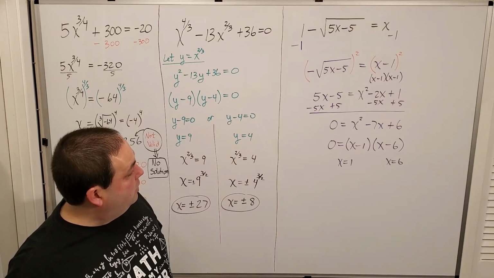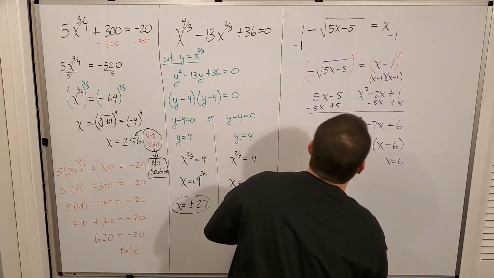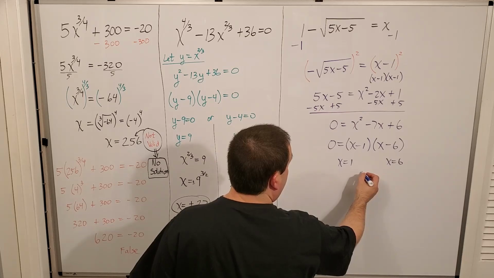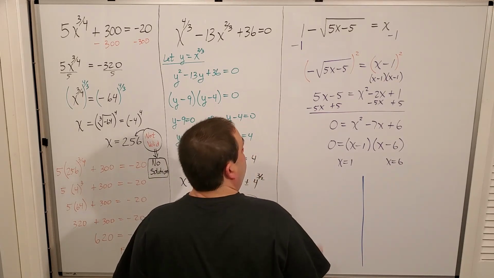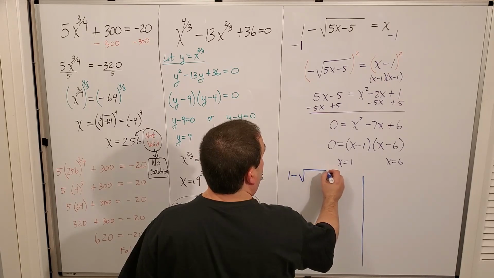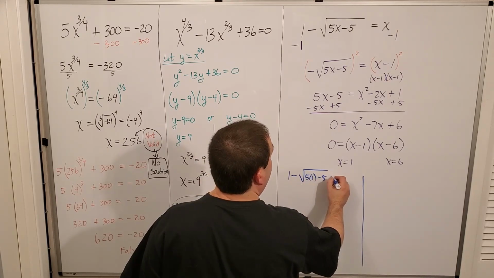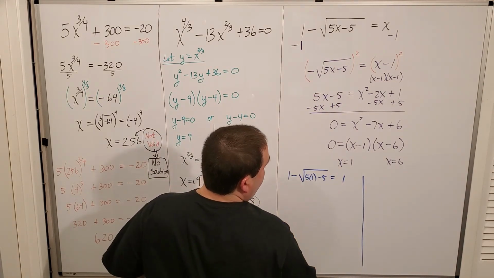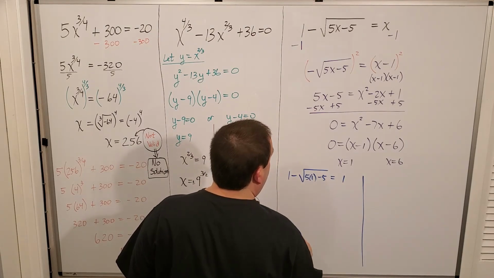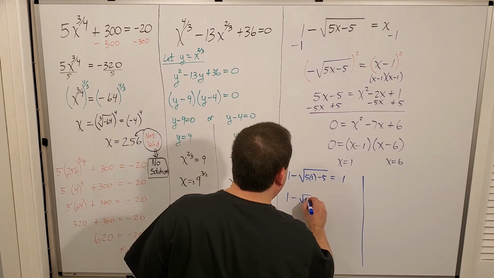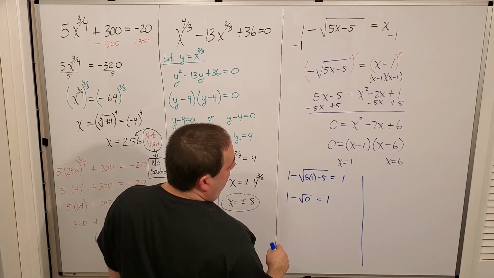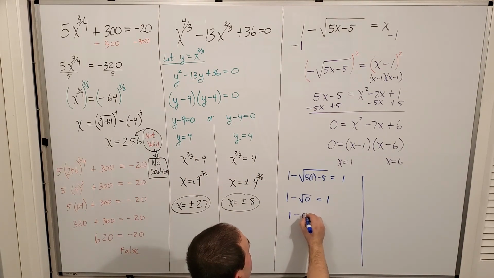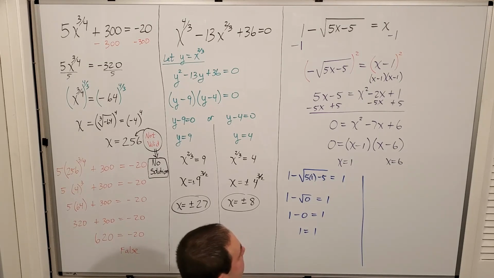I'm going to plug in x equals 1 into my equation. So let me split this up here. 1 minus square root of 5 times 1 minus 5 equals 1, right? Because that's x. I'll put a 1 in. 5 times 1, of course, is 5. Minus 5 is 0. Square root of 0 is 0. And I get 1 equals 1.